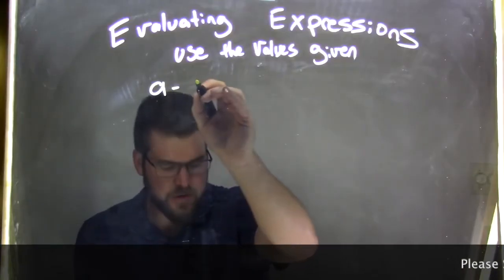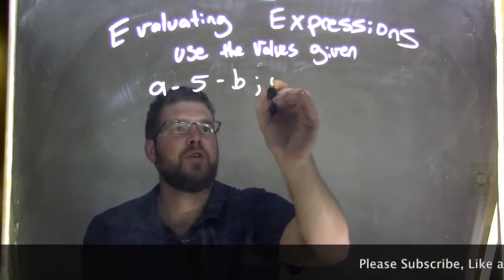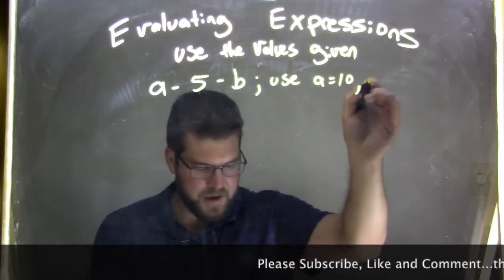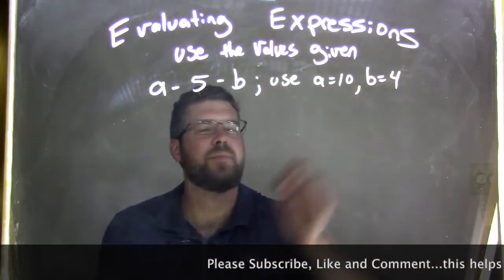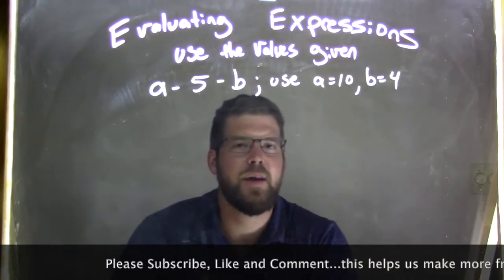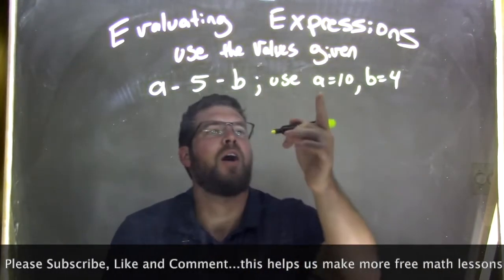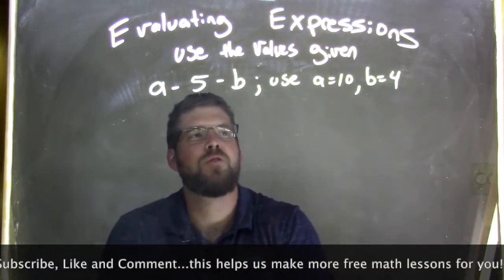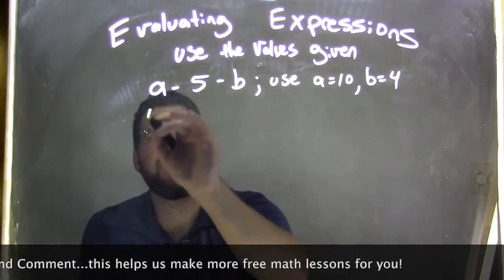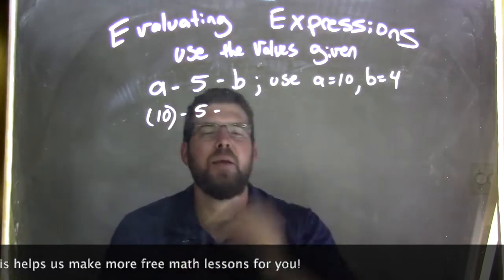A minus 5 minus b. And I need to use a to be 10 and b equal to 4. Okay. Well, I have a minus 5 minus b, and I need to use a equals 10 and b equals 4. So our first step here is we substitute our numbers for our variables. So if a is 10, whenever I see a, I replace it with the number 10. So there it is. Minus 5, minus, and then b becomes 4.